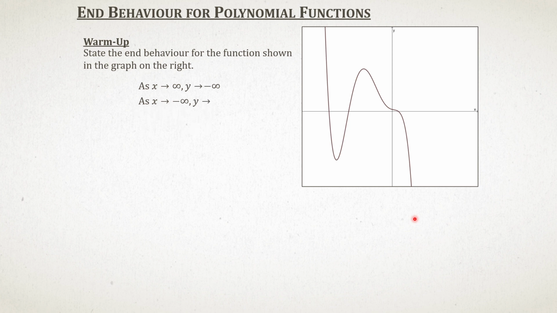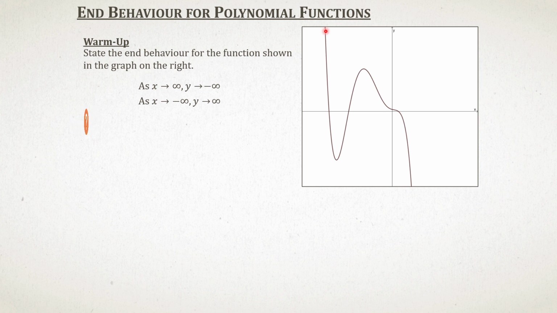But we also need to look at what happens to those y values as x approaches negative infinity. So that is as we move to the far left on our graph. And as we move that way, notice that our y values are becoming bigger and bigger positive values. So we could say y is approaching infinity.